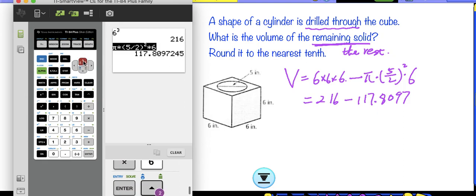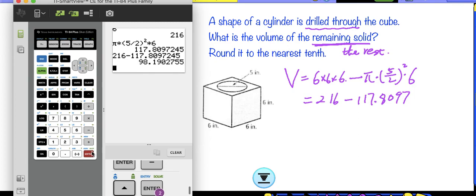So the good part is you can always just come here. You don't need to type everything. Subtract. Remember, because you are talking about the remaining, so that's why I subtract. Enter. So the answer is, go back to check. We need to round it to the nearest tenths, meaning we need to keep one digit after decimal. So we check the second one, which is 9. Greater than 5, we round it up. So the answer is 98.2. And the unit is inches, so that's why it's inches to the third power. And this is our answer.